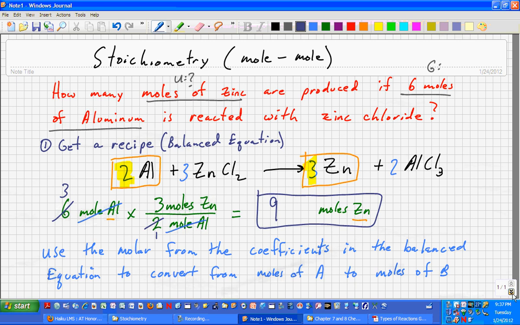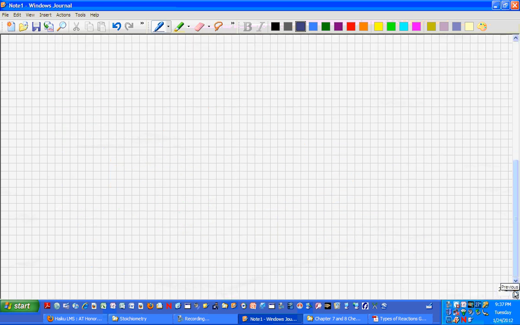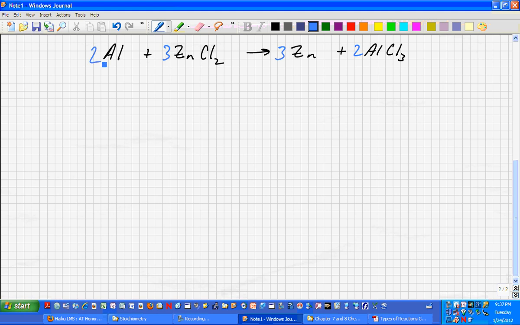Let's go ahead and try another one. Let's use the same reaction where I've got aluminum reacting with zinc chloride to produce zinc and aluminum chloride. Mixing this up, I've got what I have here. I had a 2 here, a 3 here, a 3 here, and a 2 here.